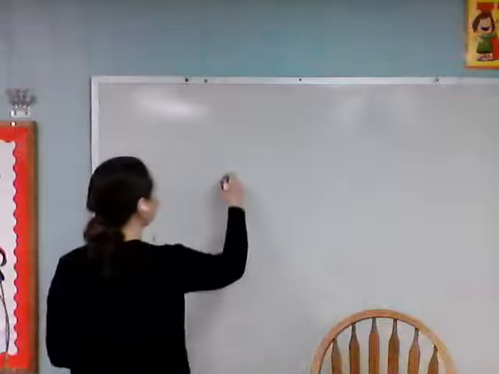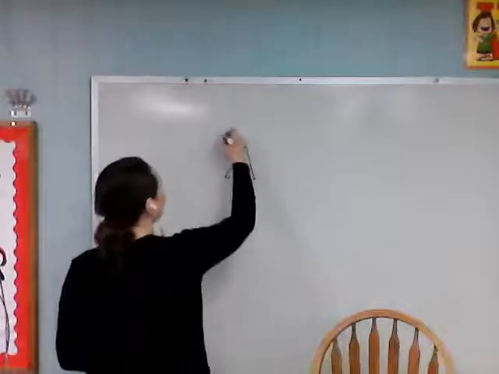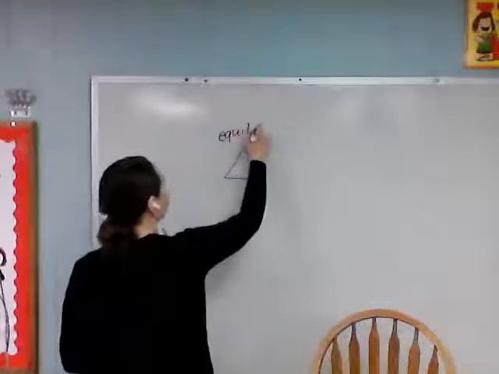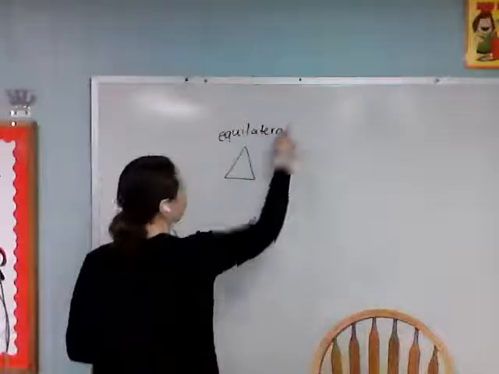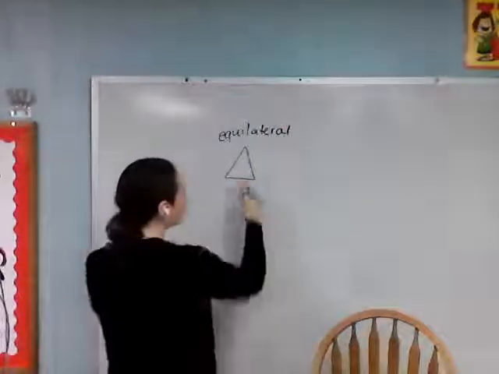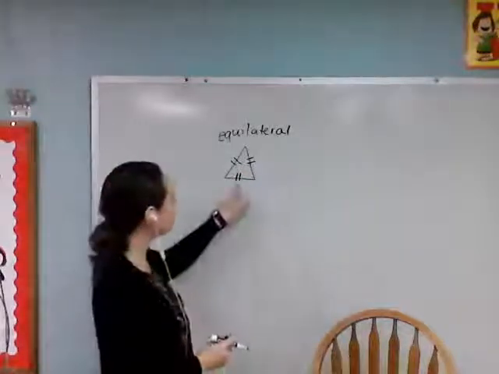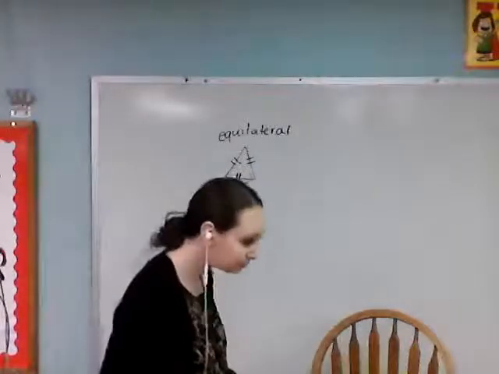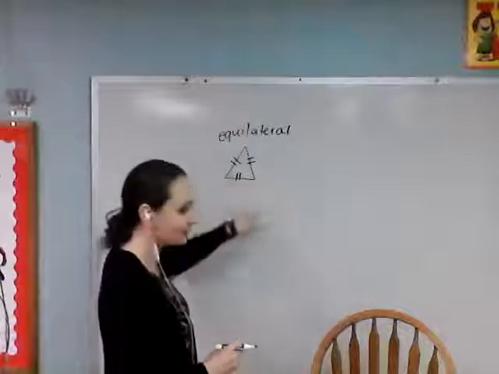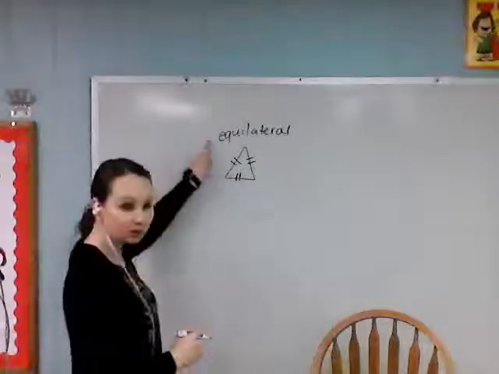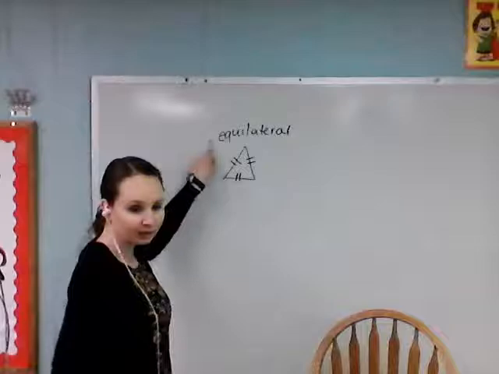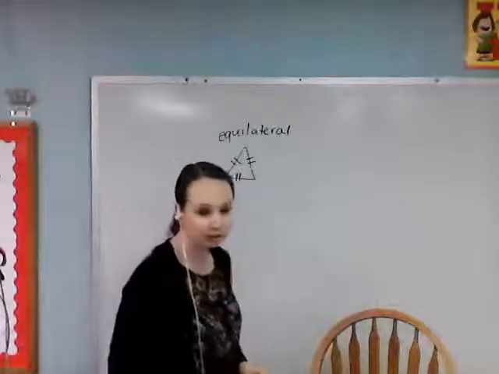The first one we have is an equilateral. What word can you hear in equilateral? Equal. So each of the sides are going to be equal. That's what these little marks mean, that they're equal, they're congruent sides. So the first one, what kind of triangle is that? Equilateral.